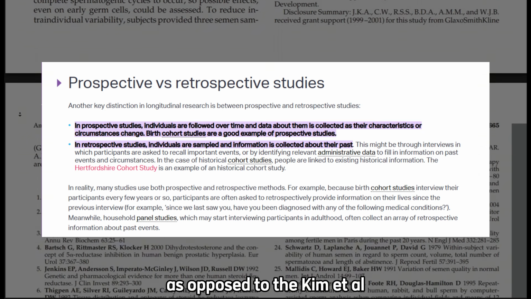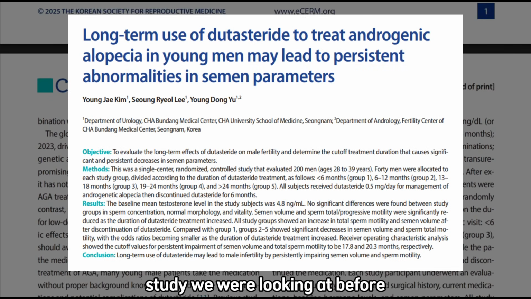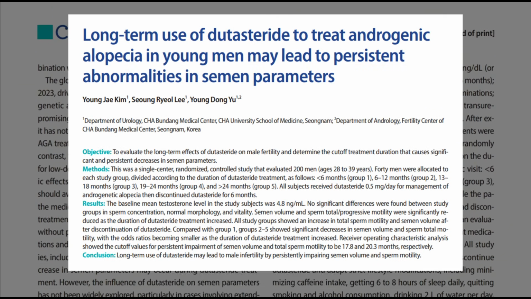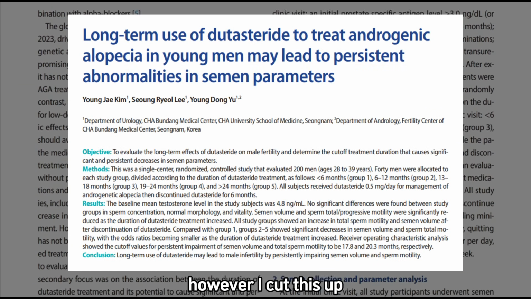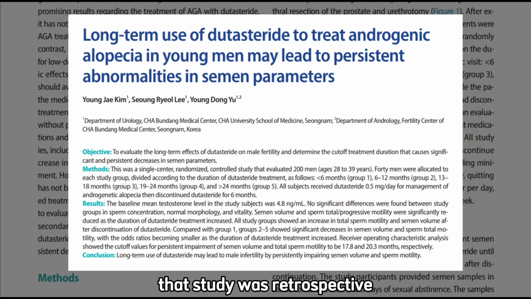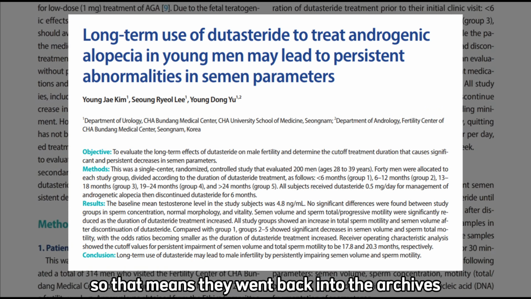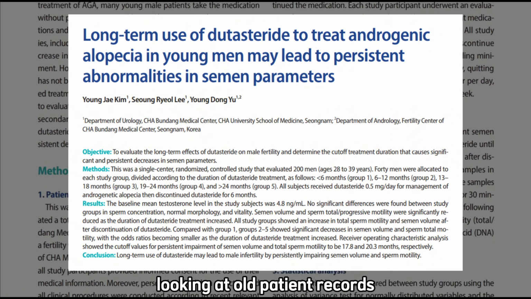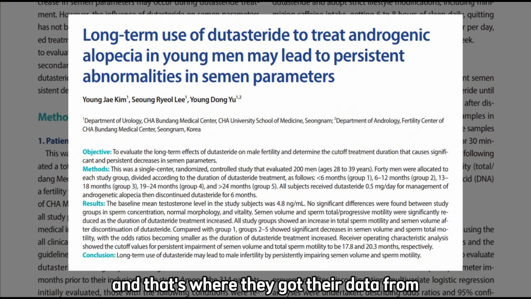As opposed to the Kim et al. study we were looking at before in the beginning of the video, or the beginning of the segment, however I cut this up. That study was retrospective, so that means they went back into the archives, looking at old patient records, and that's where they got their data from.